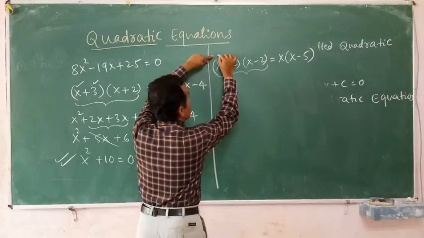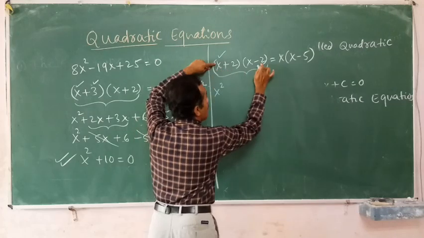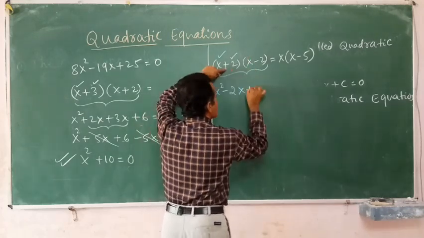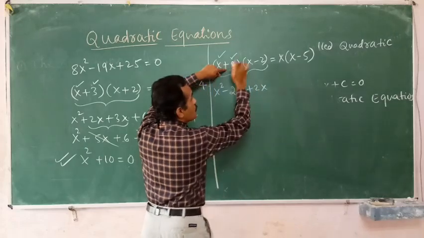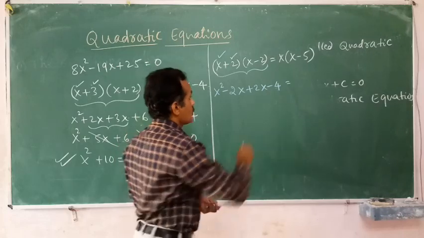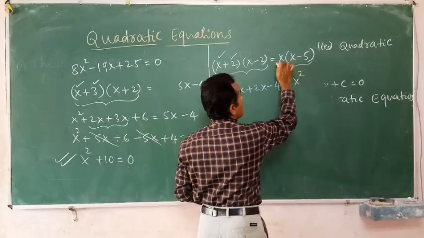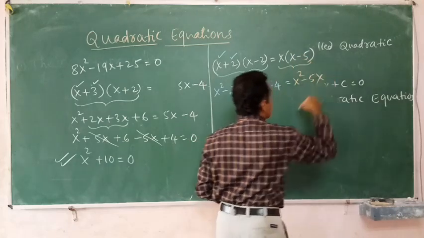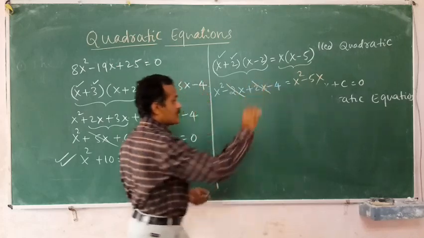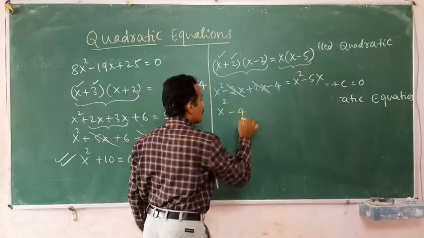Binomial into binomial. I will start from here. X into x, x square. X into minus 2, minus 2x. 2 into x, plus 2x. Plus 2 into minus 2, minus 4 is equals to, open the bracket, x into x, x square, x into minus 5 is minus 5x. Okay? Plus 2x minus 2x cancel. What is left? X square minus 4.